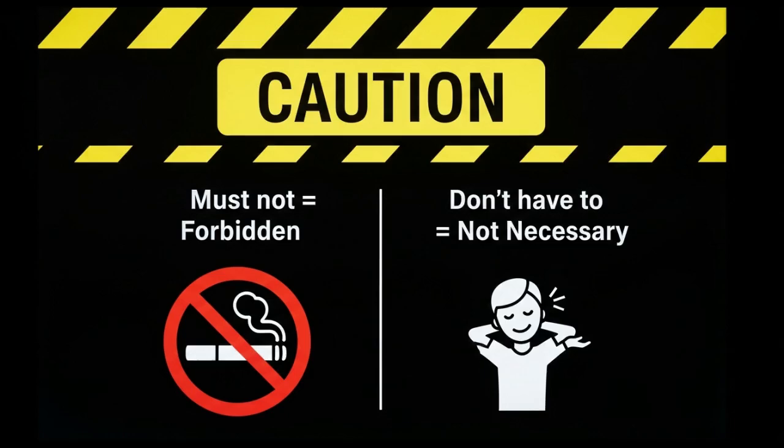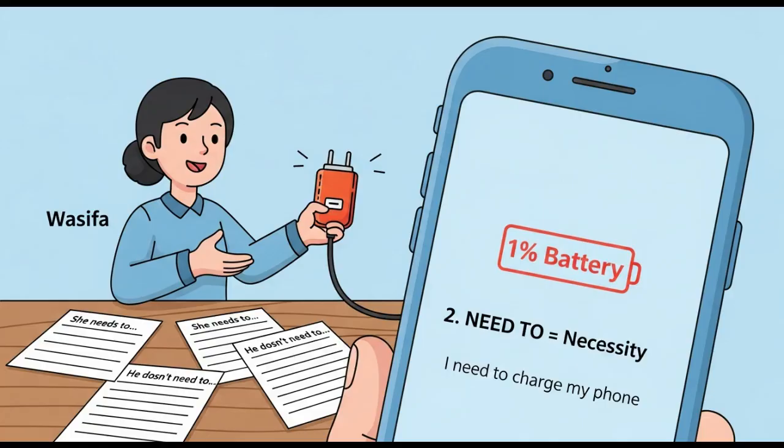Warning. Be careful with the negative form. You don't have to is not the same as you must not. Must not means it is forbidden. You must not smoke here. Don't have to means it is not necessary. There is no obligation. Example, you don't have to come if you are busy. It's your choice.